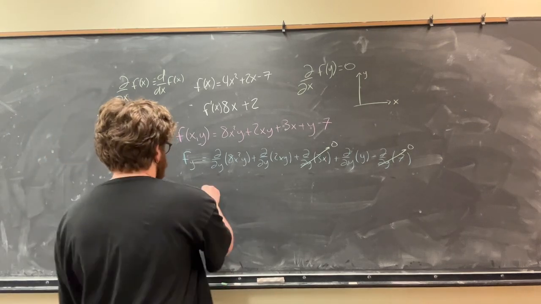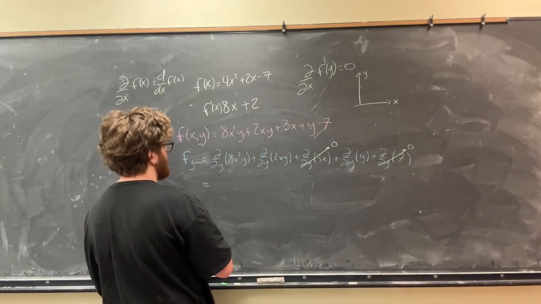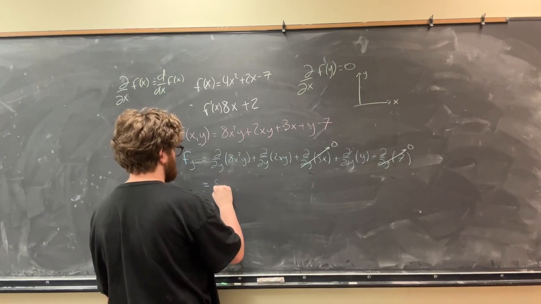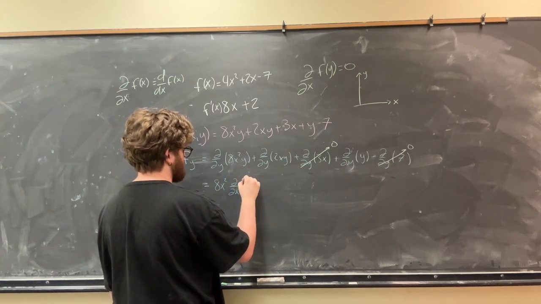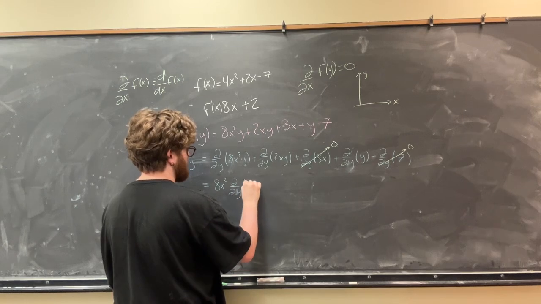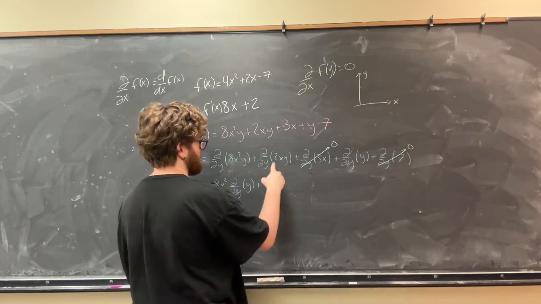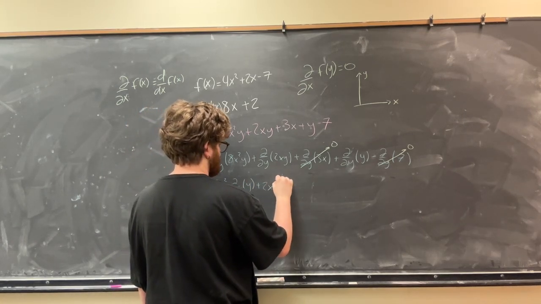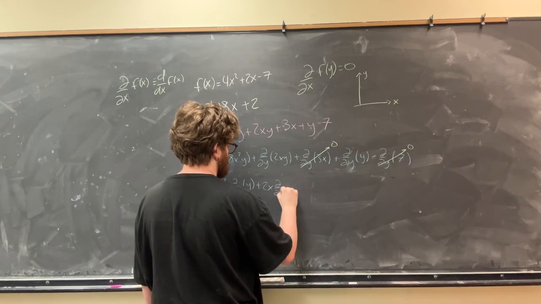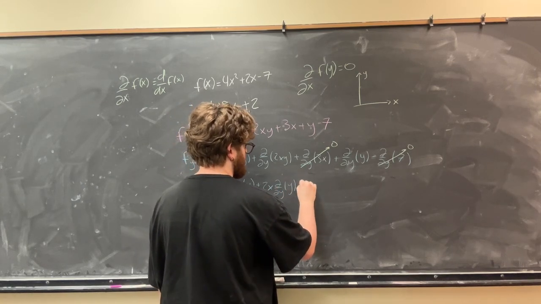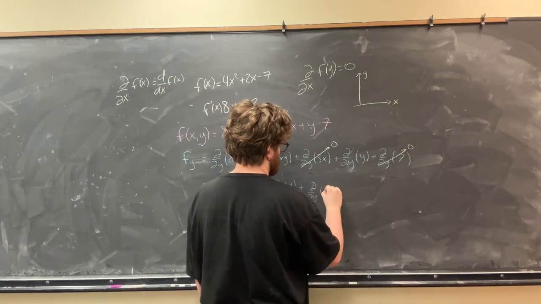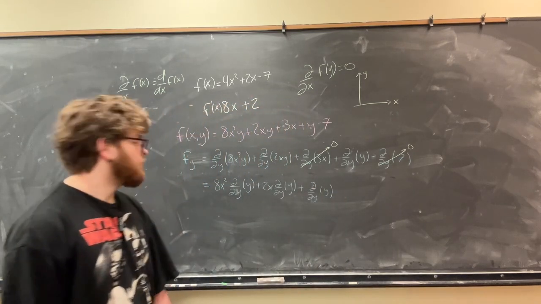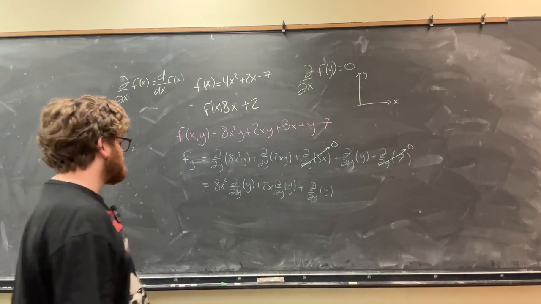Cool. I can pull out the non-y stuff. So this is 8x squared partial with respect to y of y, plus this 2x can come out, partial with respect to y of y. Nothing can come out here because it's just the partial with respect to y of y. Cool. Then I can differentiate normally.